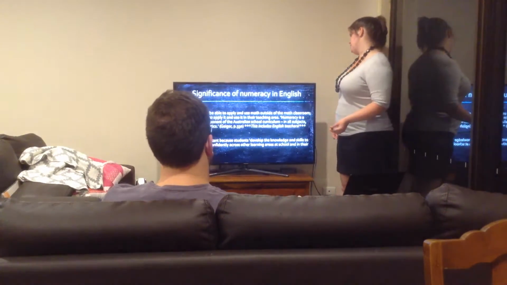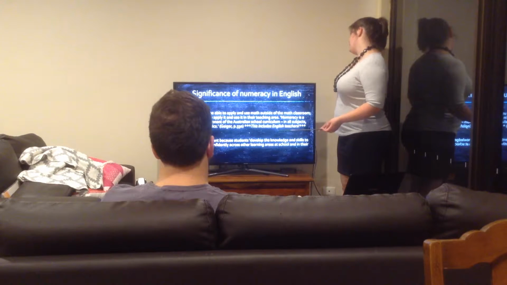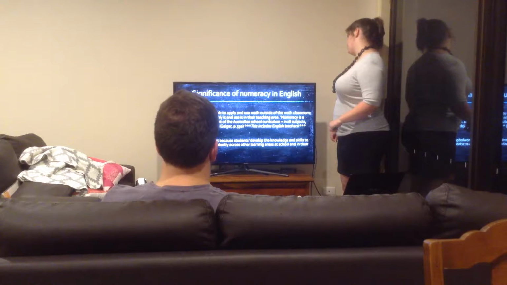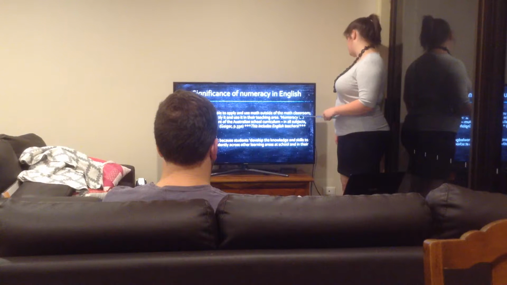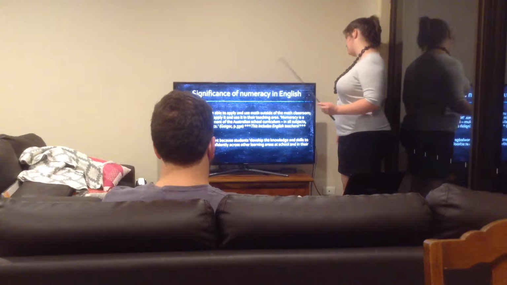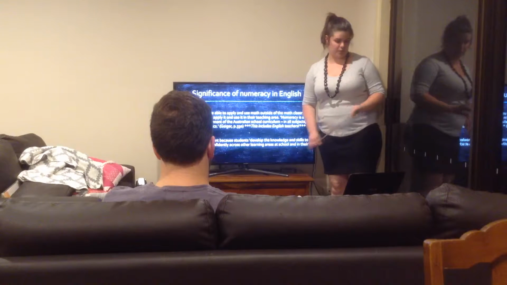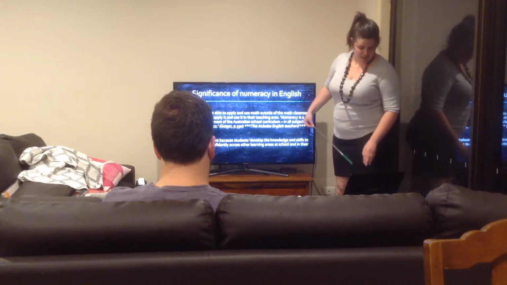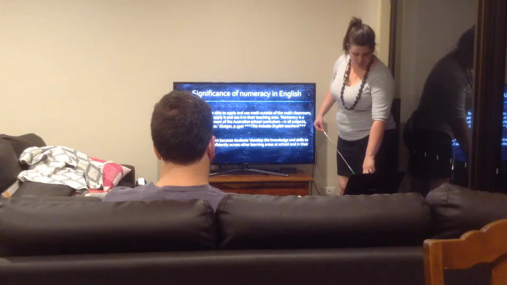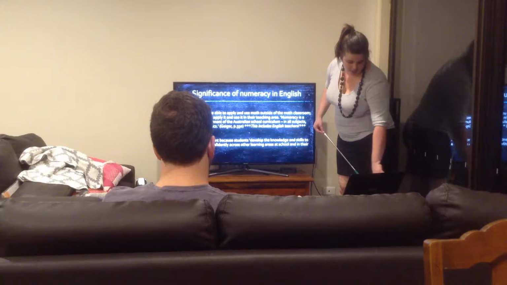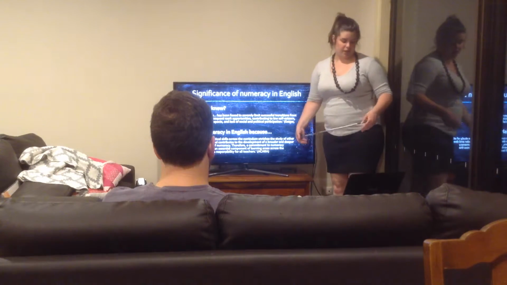Let's keep it going. So Tom just read the quote and was talking about how numeracy was important because it helps students develop the knowledge and skills to use mathematics confidently across all of the learning areas at school. And he was talking about different areas that we could use numeracy outside of the maths classroom.